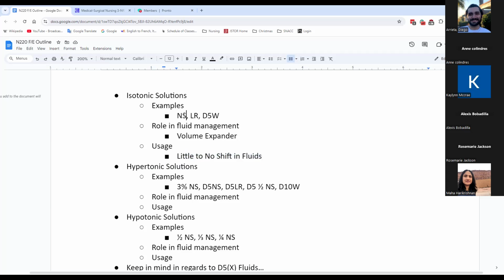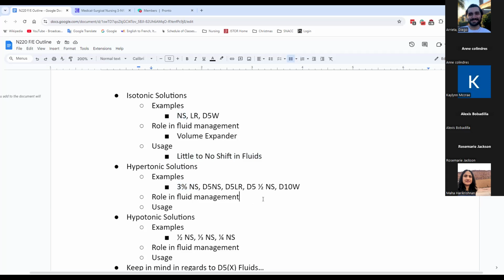Okay, and we talked about your NS can be a good way to get sodium to someone that might be low on their sodium, but not too low. Because if they get too low, that's when we'll get the higher percent normal saline.